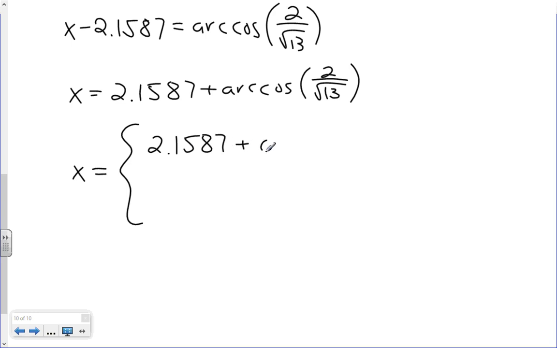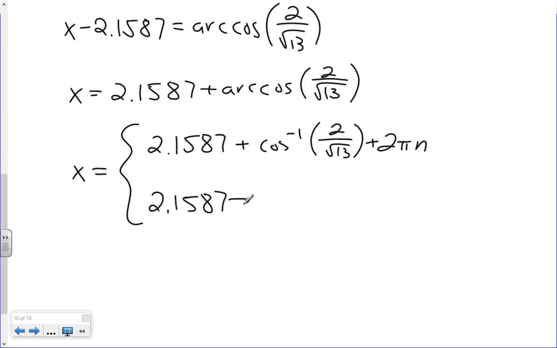So I've got 2.1587 plus the cosine inverse of 2 over root 13, and then plus 2 pi n. We're in radians here, so plus 2 pi n. I've got to figure out what values of n to use there. And then 2.1587 minus the cosine inverse of 2 over root 13 plus 2 pi n, and same story, I've got to find out what my values of n are.